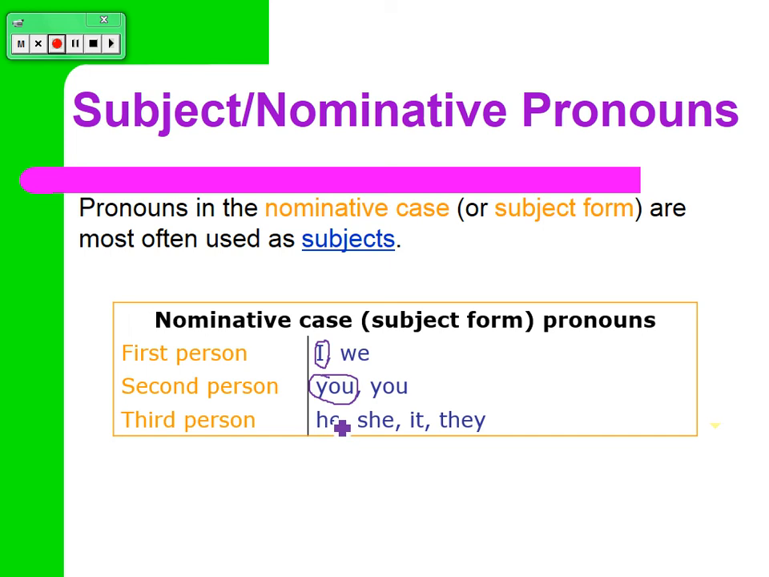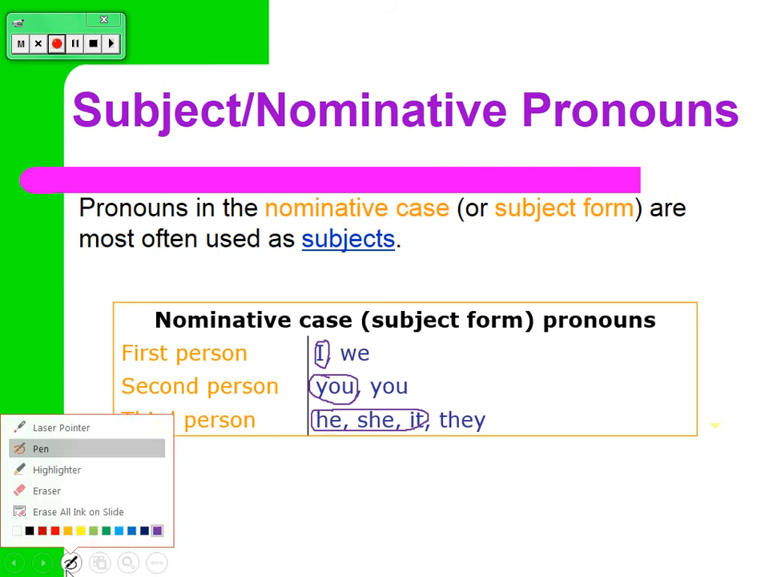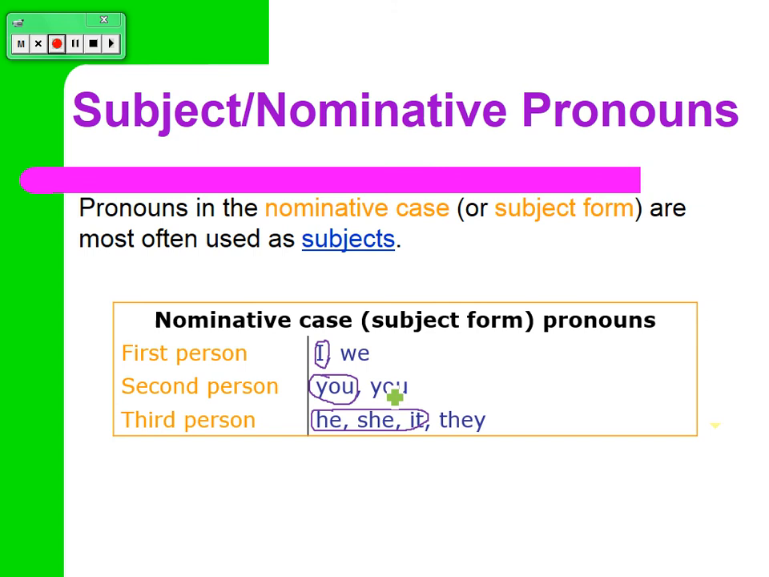And then third person, there are 3 singular pronouns. Okay? All right, for plural, first person, we, because I'm including myself, that's what makes it first person, but I am talking about more than one person, so that makes it plural.